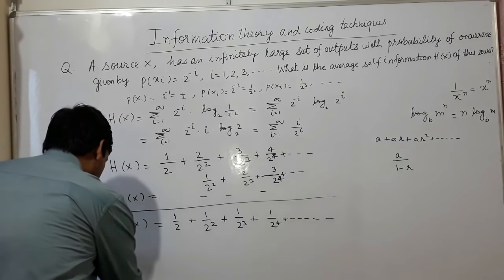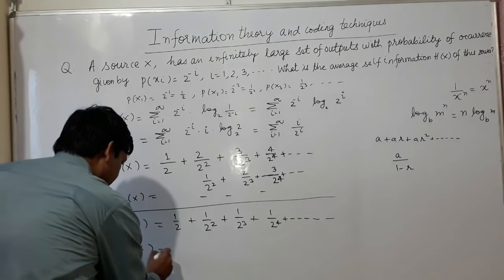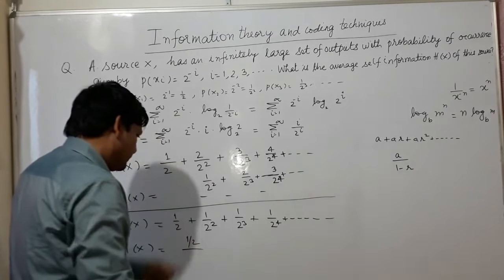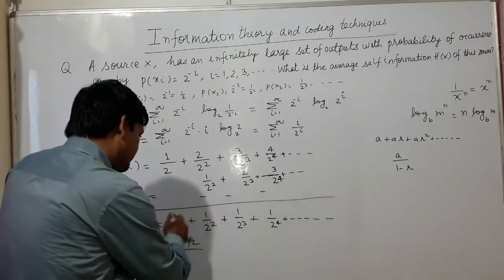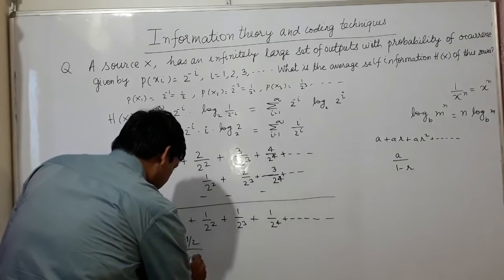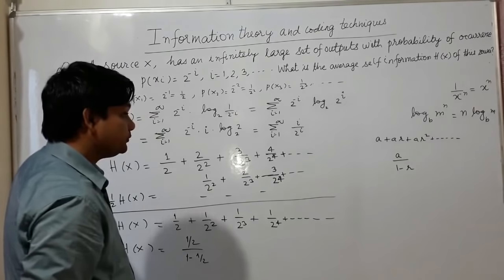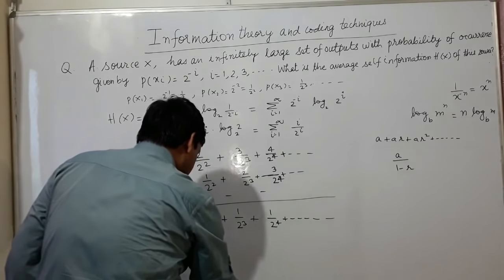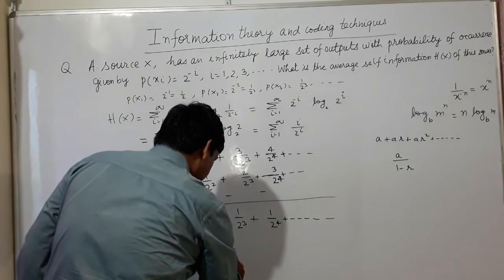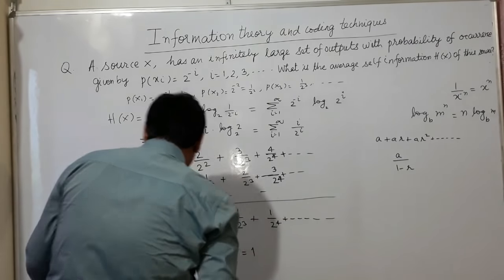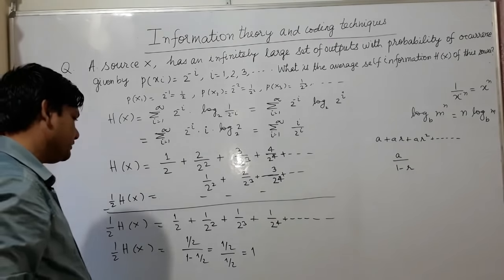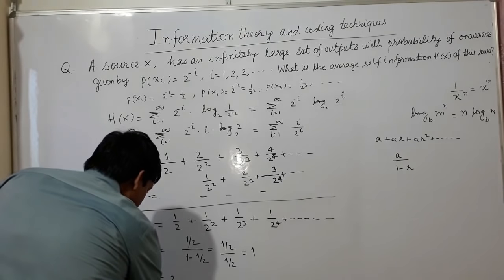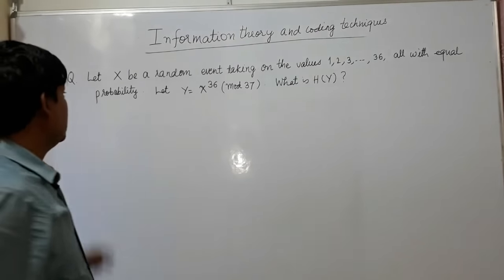Now, half of H(X) will be: A is half and R is half. So it is half divided by 1 minus half, which is half divided by half. It will be 1. Since half of H(X) is 1, then H(X) will be 2 into 1. So H(X) will be 2.